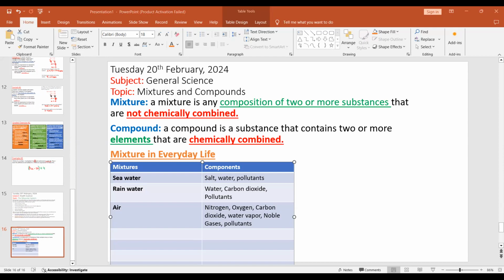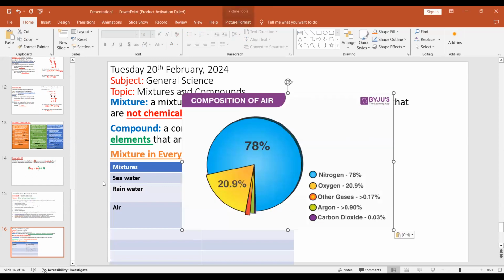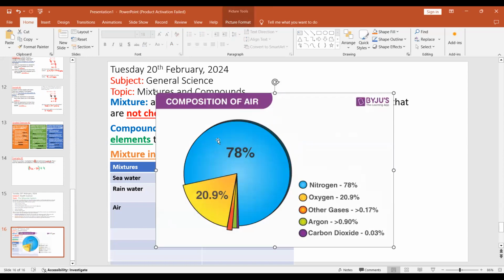Which one comes second after nitrogen? Oxygen. Oxygen, which makes up about how much percent of the air? About 21. Yeah. So if we look at the composition of air, this is a chart for it.